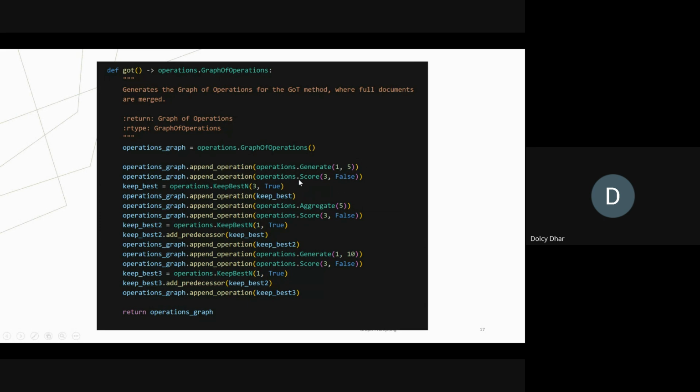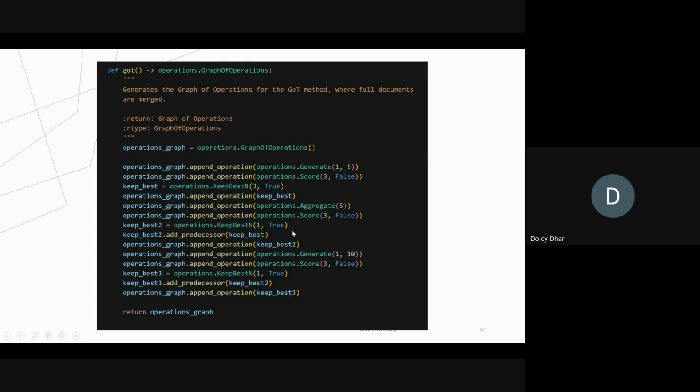And after a few steps, there is a keep best operation, which decides, out of all the possible methods, which one we should keep at this stage. And this goes on in an iterative manner. So here it decides 1, here it decides 2, here it decides 3, and finally, you can see keep best n. This would be the final one that it will keep.